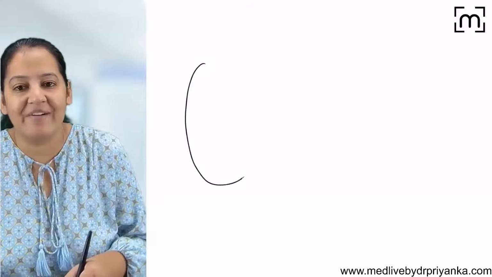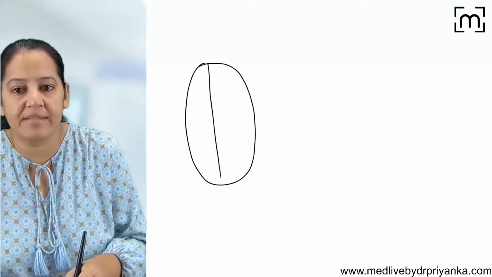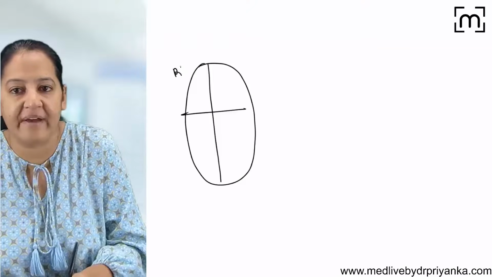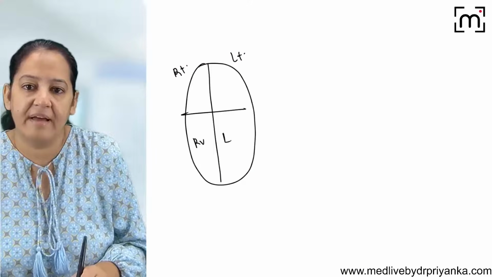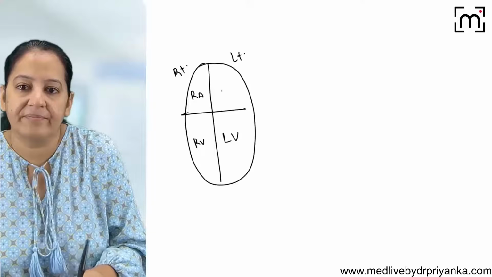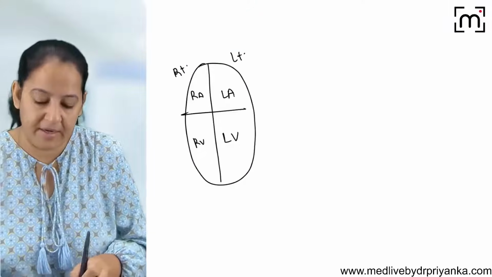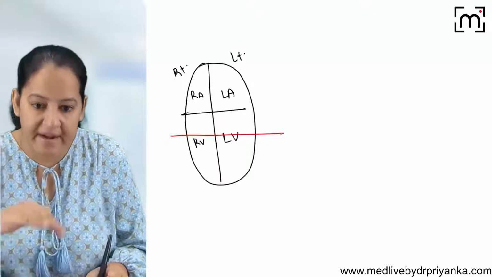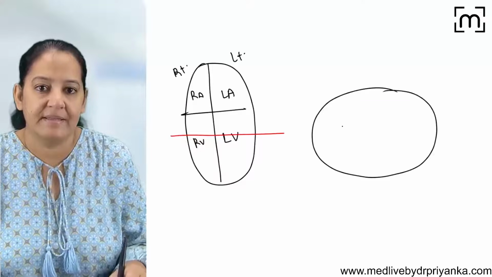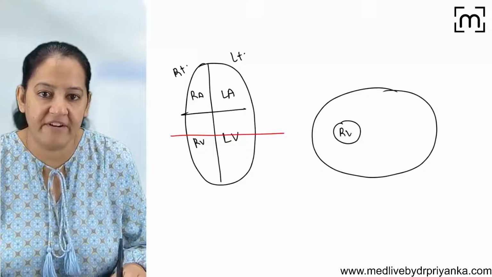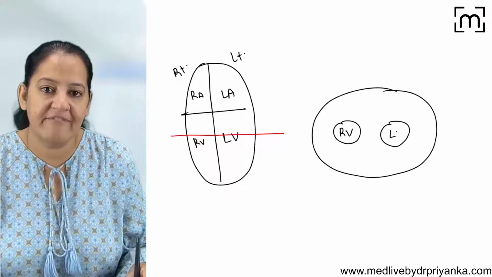I hope you got it. I will draw it again to explain you. So let's revise it. You can see this is heart. You can see the 4 chambers of the heart. You can see right, left. This is right ventricle and left ventricle. Okay. So let's cut the heart from here and look from above. So I can see like this. These are the 2 lumen. This is right ventricular lumen. This is left ventricular lumen.